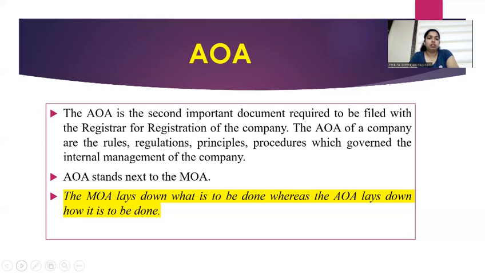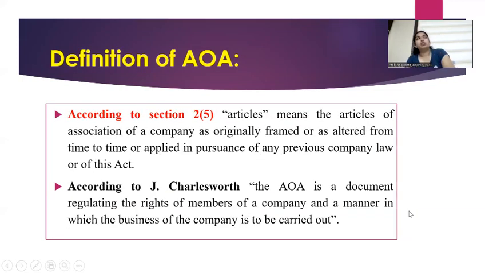Okay, moving on. There are certain definitions of AOA. The first one is according to Section 2, Clause 5 of the Companies Act, which defines articles basically. It states that the articles of association of a company, as originally framed or as altered from time to time, or applied in pursuance of any previous company law or of this act. A lot of your statutes don't give you proper definitions. Company law is one such statute.